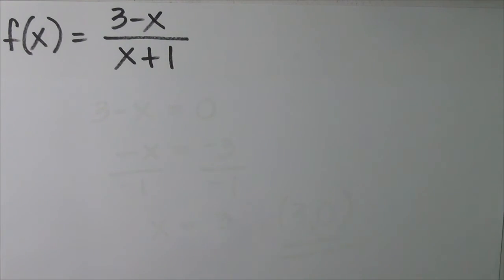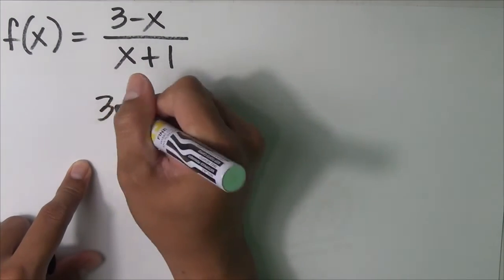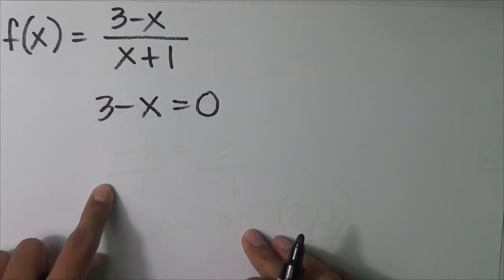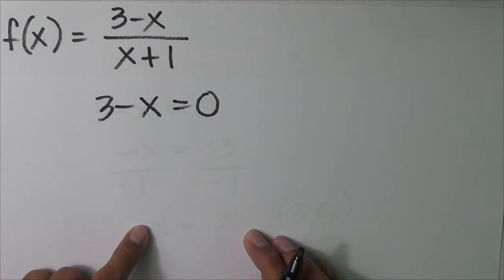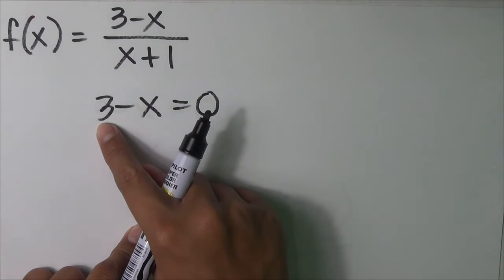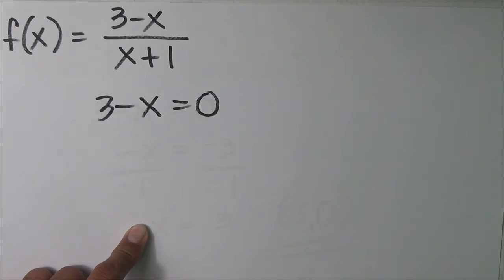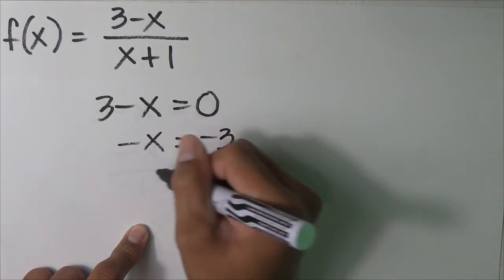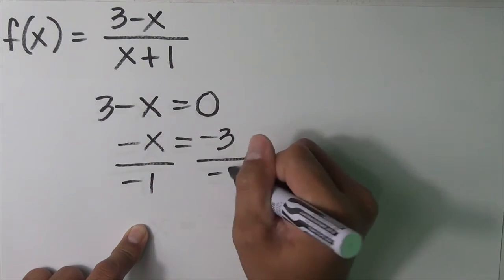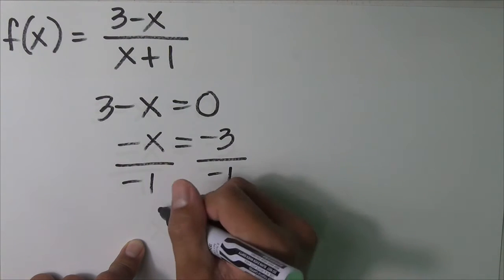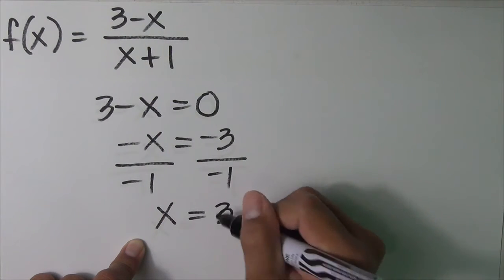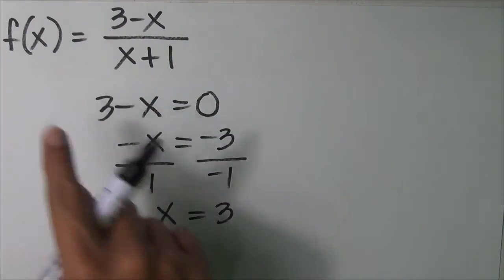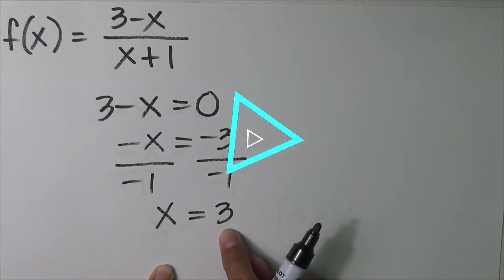So our numerator is 3 - x, and we will equate it to 0 and solve for the value of x. Transposing positive 3, on this side it will become negative 3. So -x = -3. Divided by -1 to eliminate the negative sign, x becomes 3. Thus, the zero of f(x) is 3.